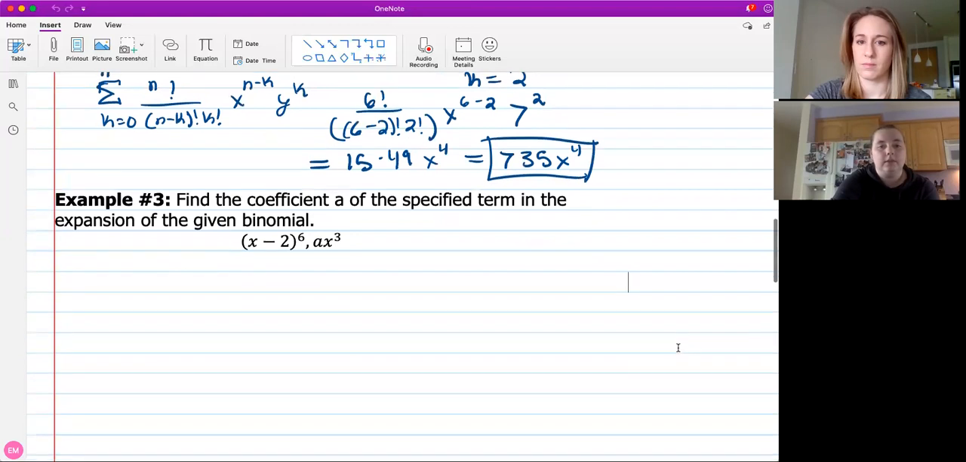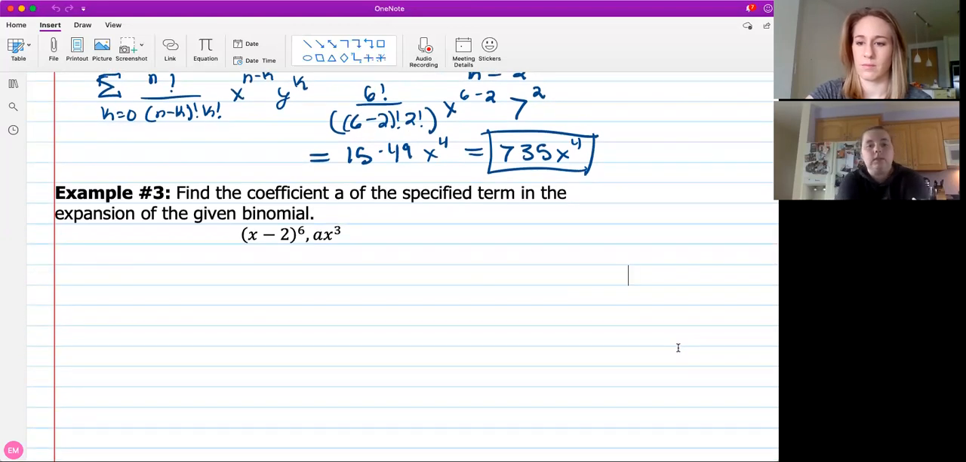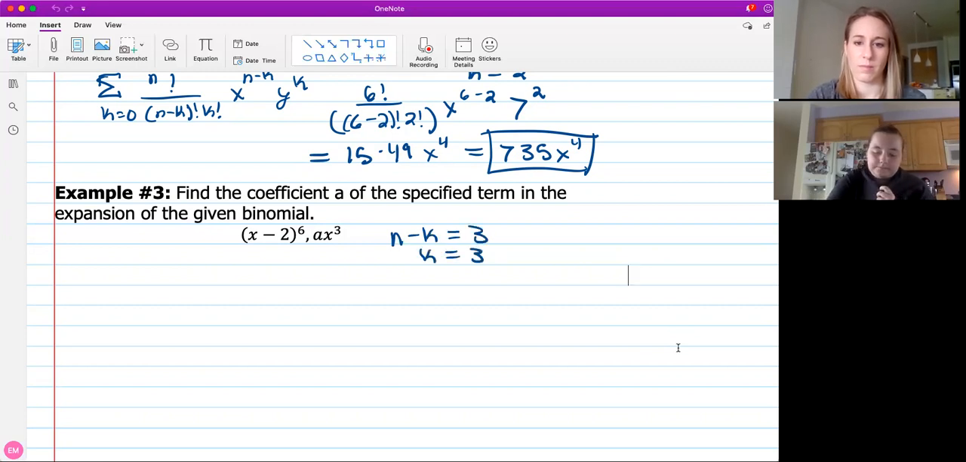So for this one, we are going to find the coefficient a of the specified term in the expansion of the given binomial. So again, for this one, we're going to use the binomial theorem. We need to figure out what k is, though. So to find k, when you're asked to find the coefficient of your term, we know that n minus k has to equal 3. So k here is equal to 3.